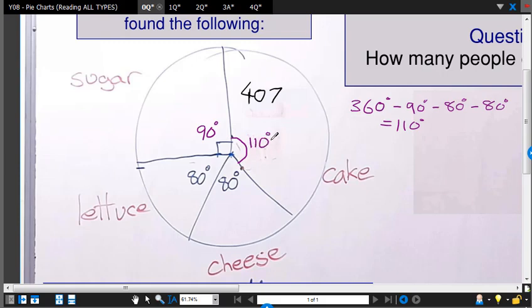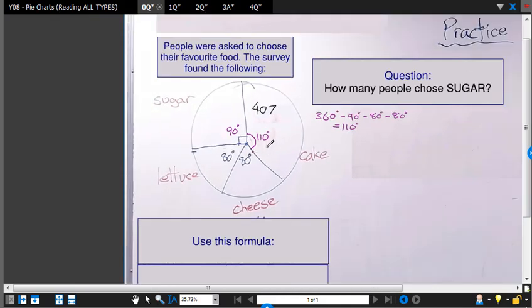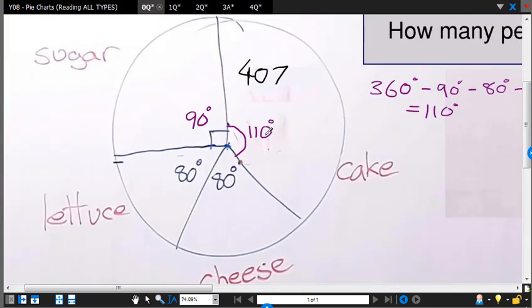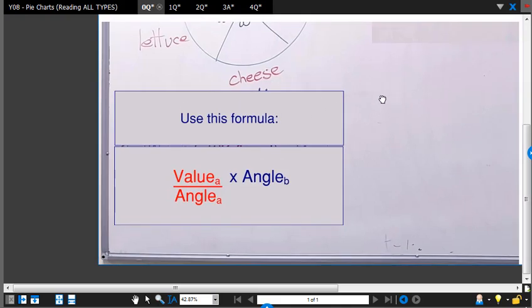Cool. That's helpful. We know all the angles now. And we know one of the values, for cake. So we know that 110 degrees is the equivalent of 407 people, right? So I gave this little formula. Some people who are missing, you might not know this formula. So I've just given it to you here.